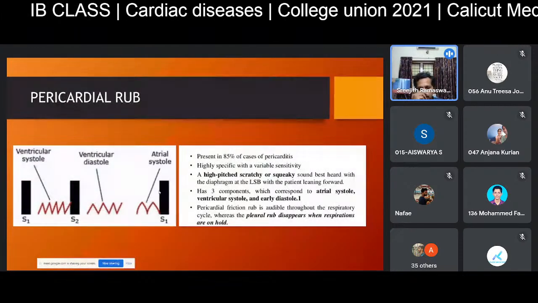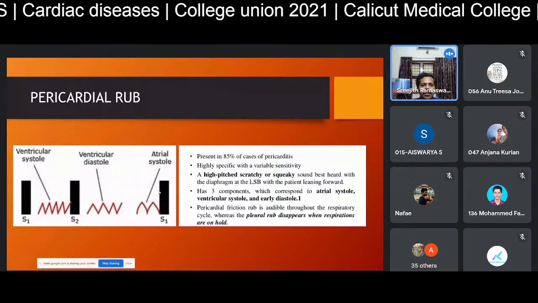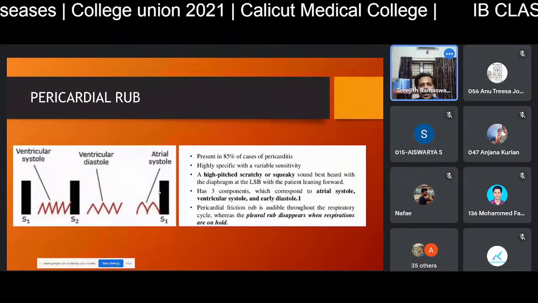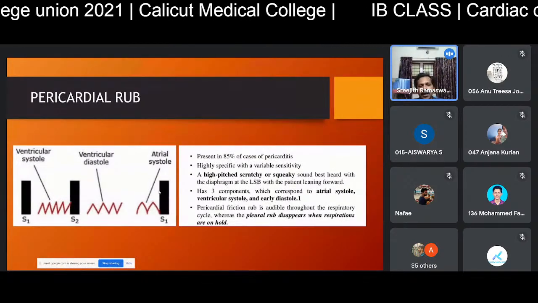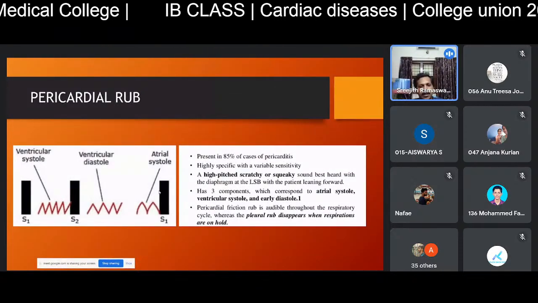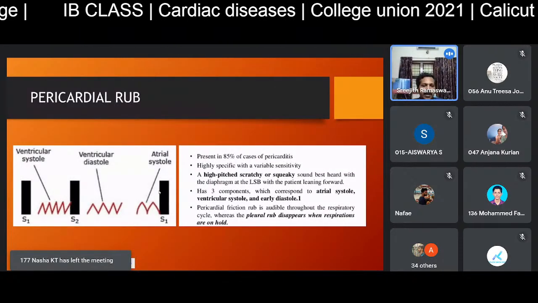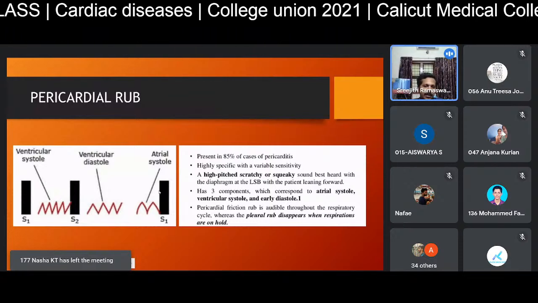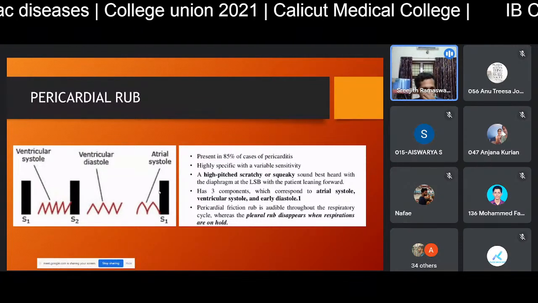To differentiate, a pleural rub can also be due to inflammation of the pleura, and you have to distinguish that by asking the patient to hold their breath. If the patient holds their breath, the pleural rub disappears, but the pericardial rub will continue even if the patient is holding their breath. So that's the difference between pericardial and pleural rub.